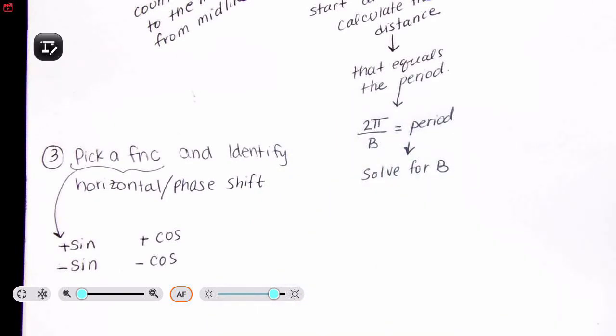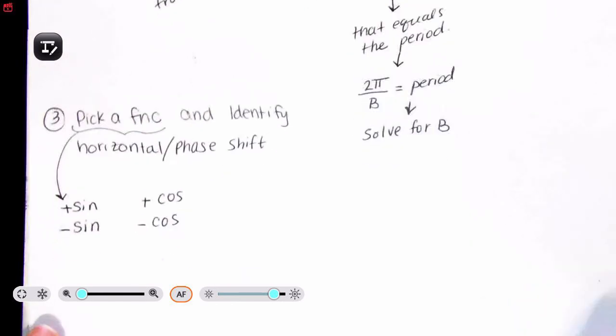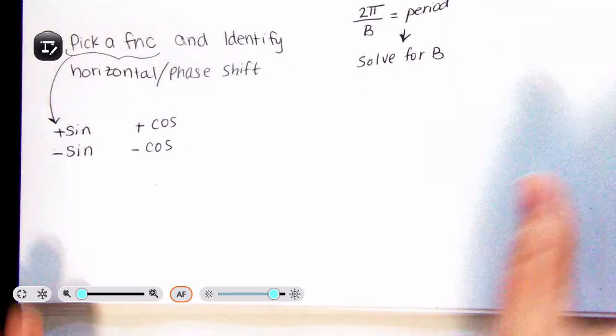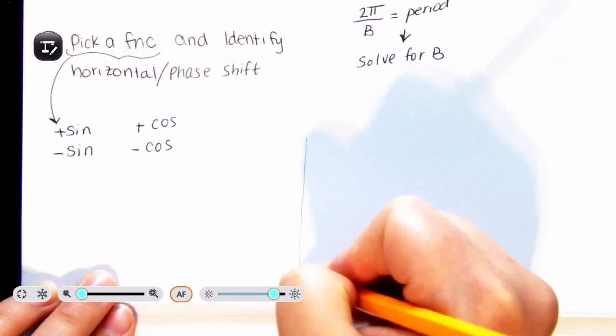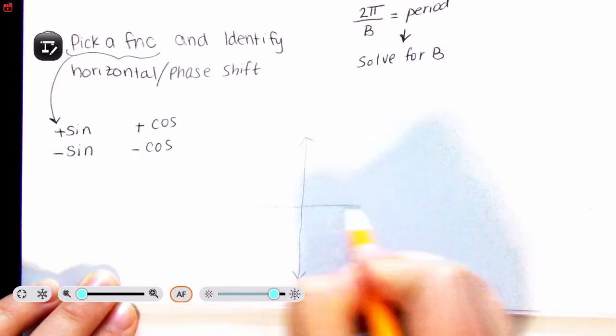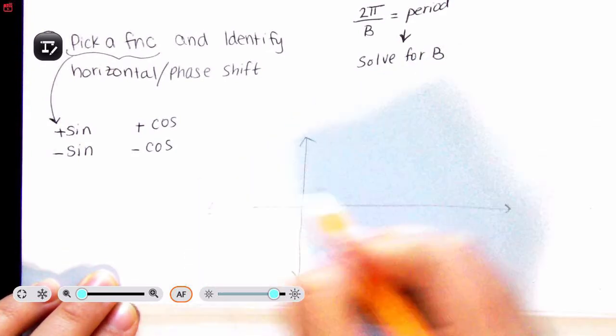And then the only difference between our positive and negative sine and cosine is a reflection across the x-axis. Now, this is not part of the steps, I'm just going to show you real quick. I want you to recall in the beginning when we were graphing our parent functions. So we have our sine wave.